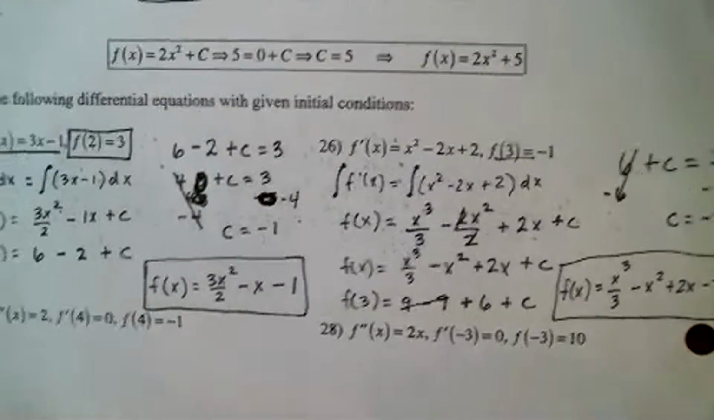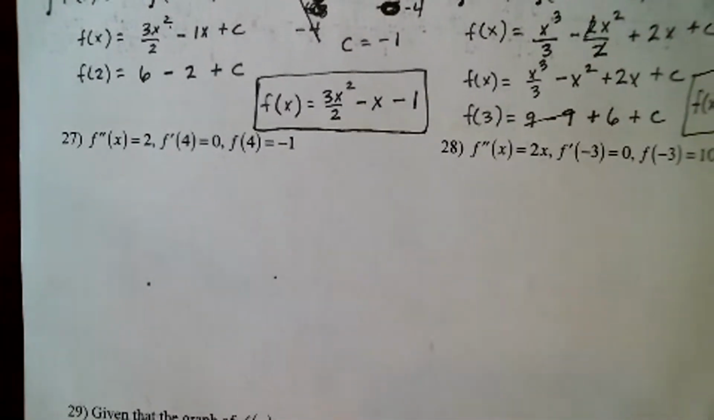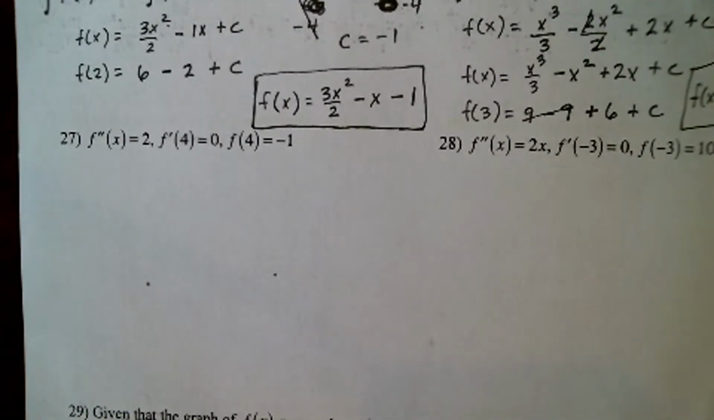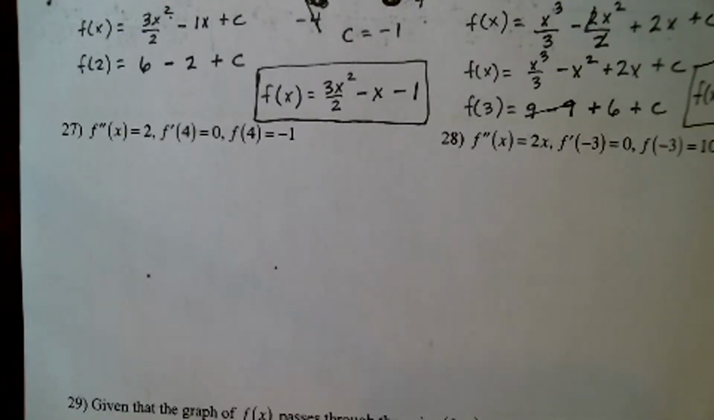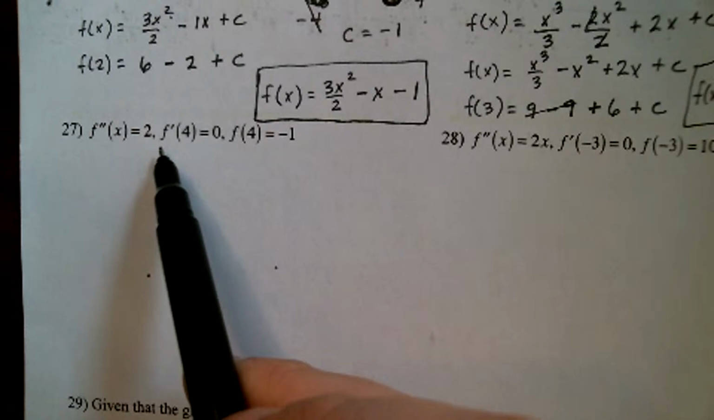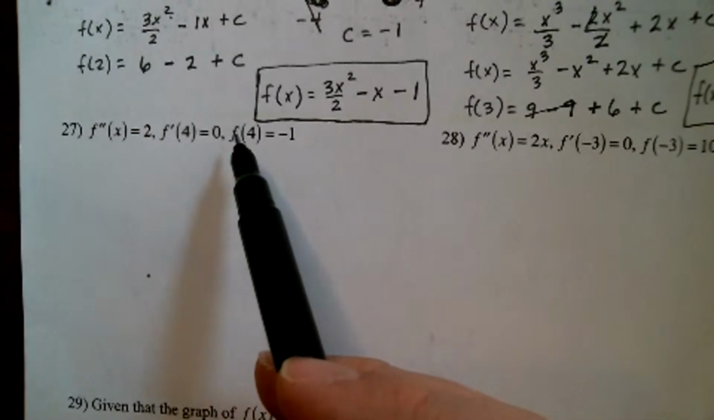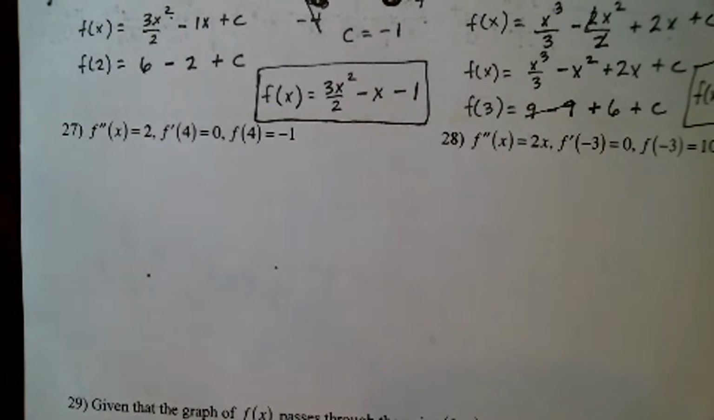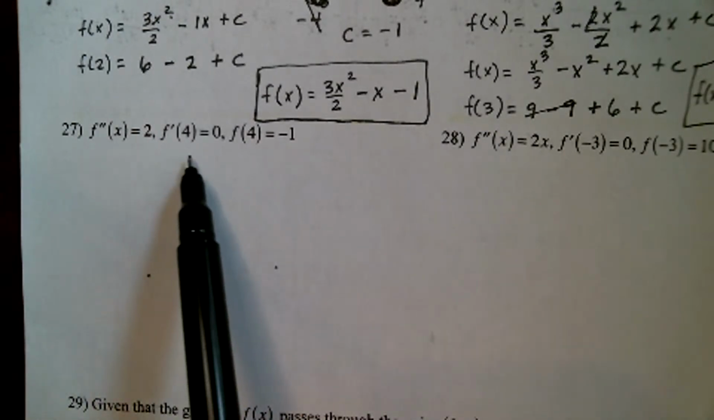All right, looking at 27. Okay, so 27 presents something a little bit different. It says f double prime of x is equal to 2, f prime of 4 is equal to 0, and f of 4 is equal to 1. So it wants us to find the final function given all these guidelines right here.